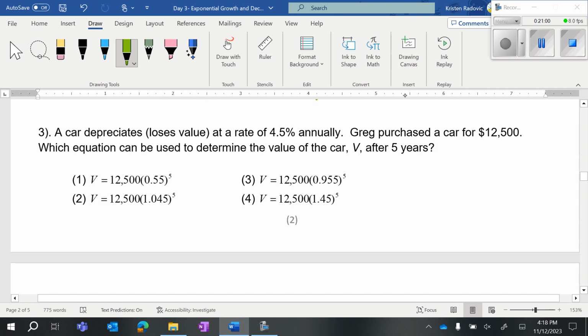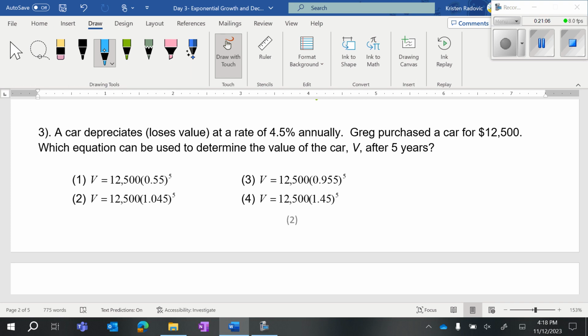Okay, we're all good. The next one: a car depreciates. That means you're losing value at a rate of 4.5% annually. Greg purchased a car for $12,500. Which equation can be used to determine the value of the car after 5 years? Well, this is your initial. Your initial value is your coefficient.